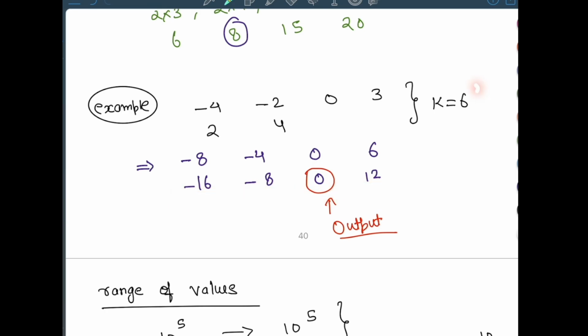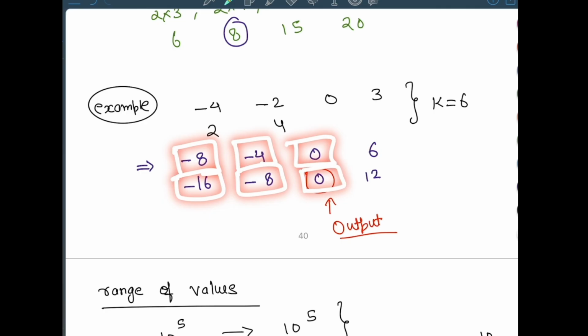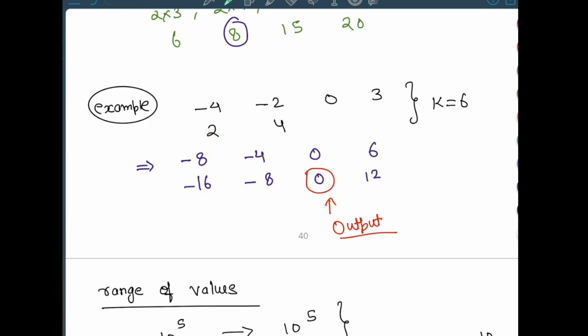You need to find the sixth smallest product which is there. So the smallest is -16, that is first, then second smallest, third smallest, fourth smallest, fifth smallest, and this is the sixth smallest. So 0 is the output in this case. So I think it clears what we need, and now you are clear what we need in this question.